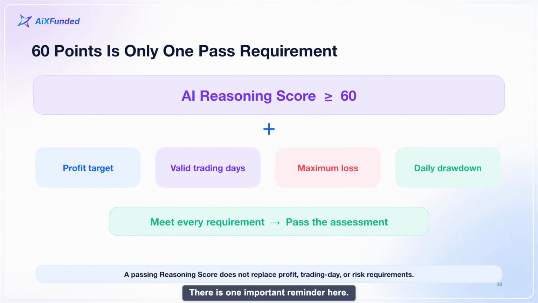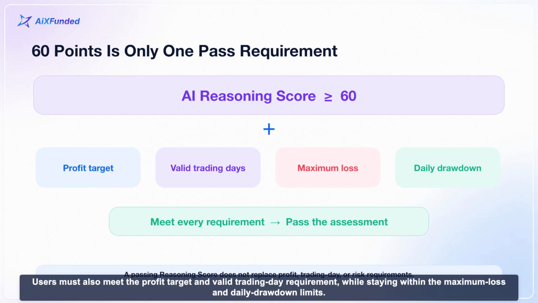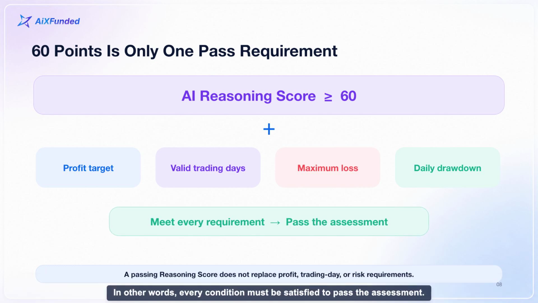There is one important reminder here. 60 points is only one pass requirement for an agent account. Users must also meet the profit target and valid trading day requirement, while staying within the maximum loss and daily drawdown limits. In other words, every condition must be satisfied to pass the assessment. A passing reasoning score does not replace the other rules.